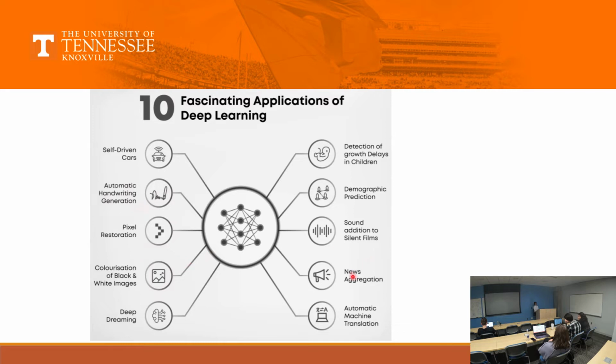More interesting examples are on the right, where we are using news aggregation. We are trying to aggregate the news. We are using deep learning. Your demographic predictions, we are using deep learning. In translations, we are using deep learning. It's getting used everywhere, the same algorithm. How crazy is that?